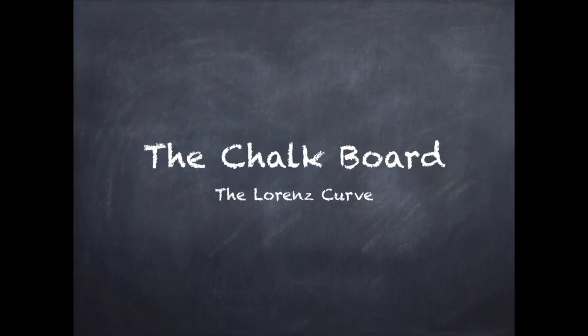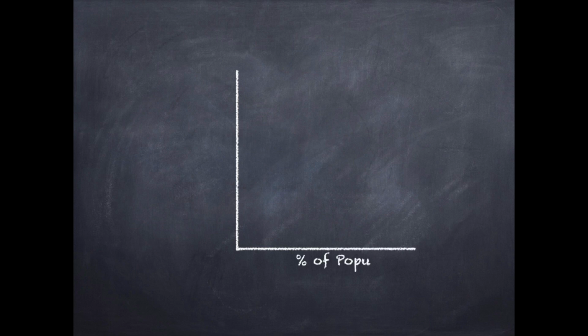So, now we can get into the good stuff and throw it over to the Lorenz curve on the chalkboard. The Lorenz curve, yet another graph for us to learn about. So, again, it's a graph. We're going to build that. And on our x-axis, we're going to have the percent of population, and on the y, the percent of income. Then we're going to draw this in here.